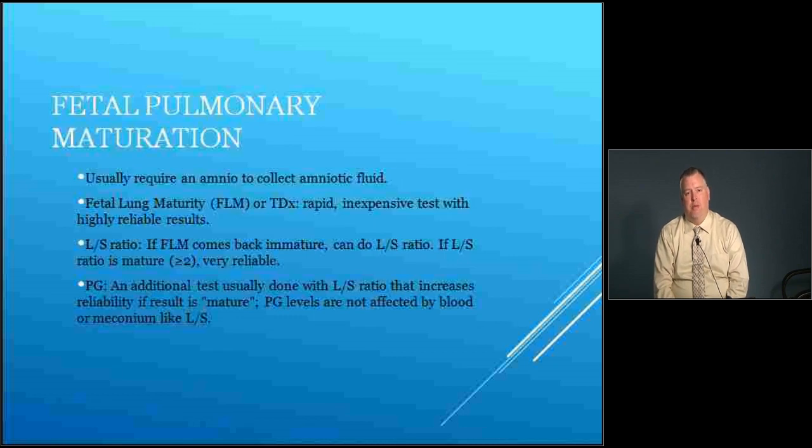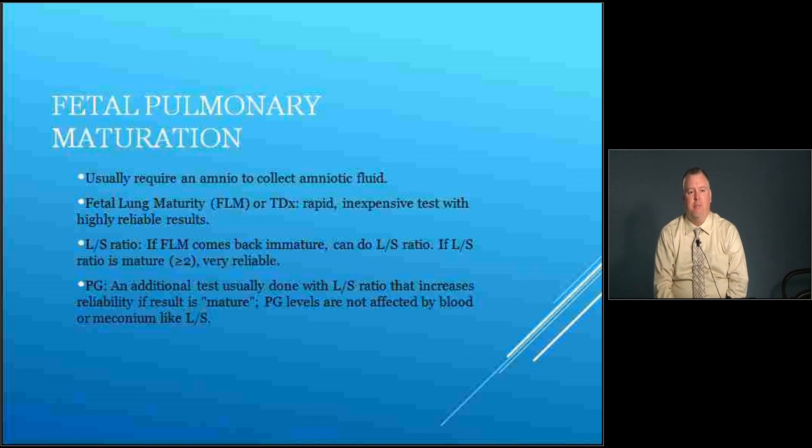Some more antepartum testing would be fetal pulmonary maturation, and this usually requires an amnio to be done because they're going to collect amniotic fluid. And there's a couple different tests that they may run. There's the fetal lung maturity, or FLM. Sometimes you'll see that referred to as TDX. That was a brand name that was used at one time. And it's a very rapid, inexpensive test with highly reliable results. And that's usually the first test that they will do. So if that comes back mature, then you're reasonably assured that the fetal lungs are mature.